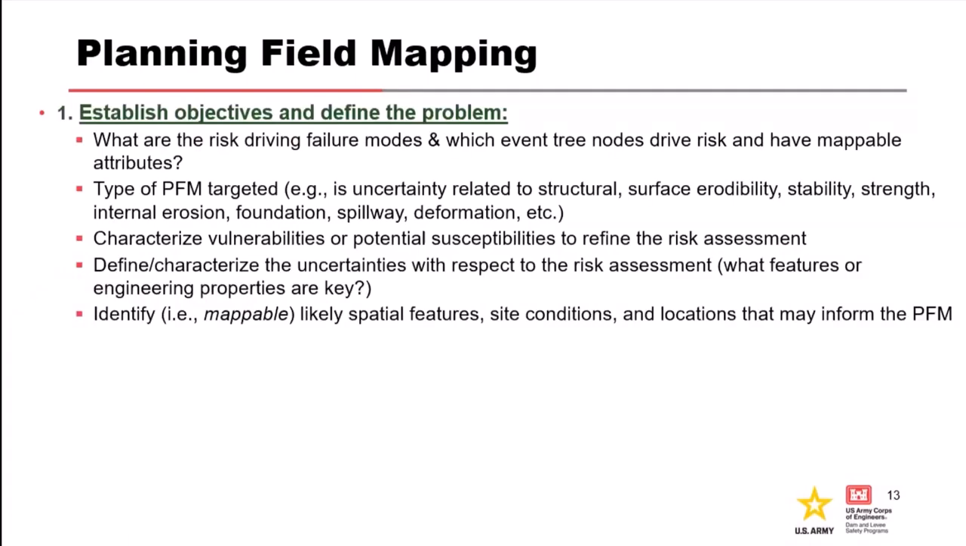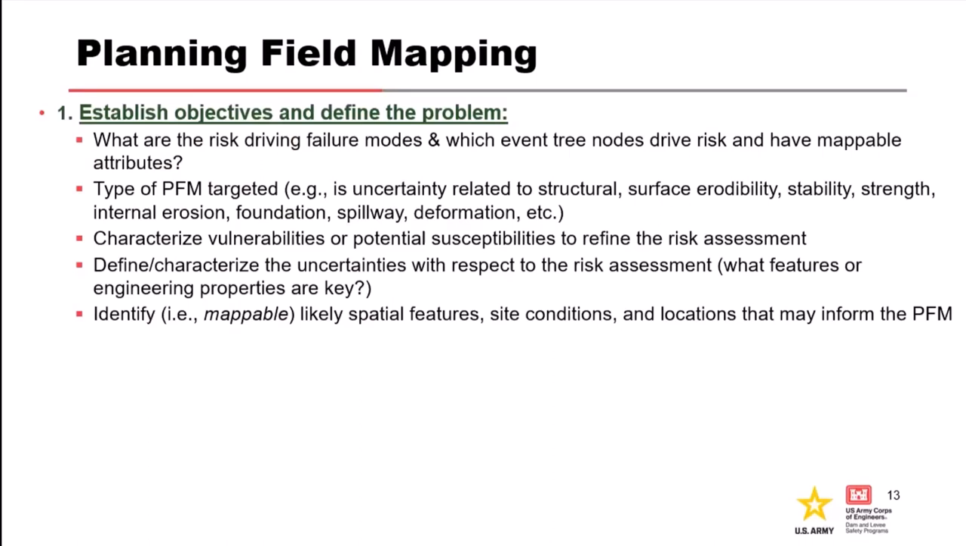All right, so planning the field mapping. What are the risk-driving failure modes? Which event tree nodes might have mappable attributes that you can see somewhere in the site? And again, I say look beyond the footprint of your structure. Look upstream, look downstream. I have lots of examples where you don't see outcrops in and around your region, but a half mile up the road or in the reservoir, you see those outcrops and you can project them onto sections, onto maps, and the observations you make might be applicable to the foundation.